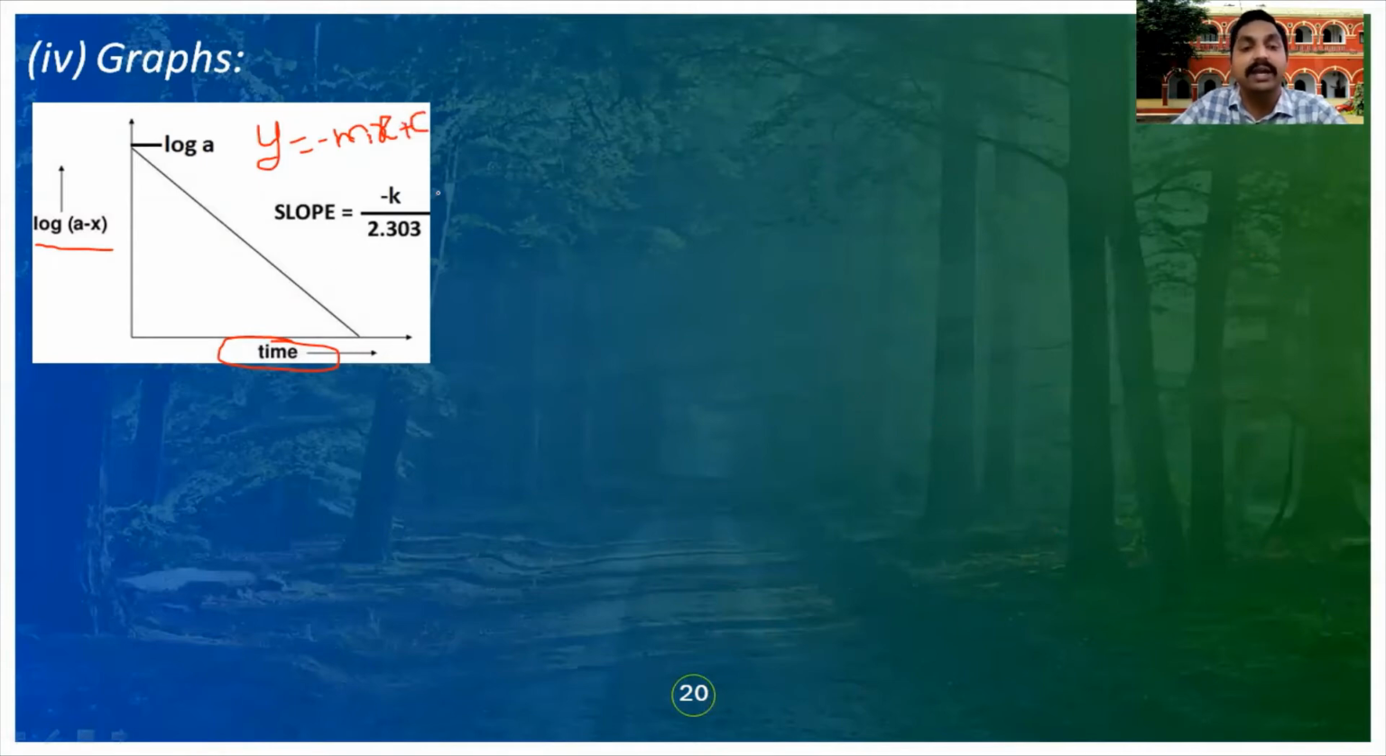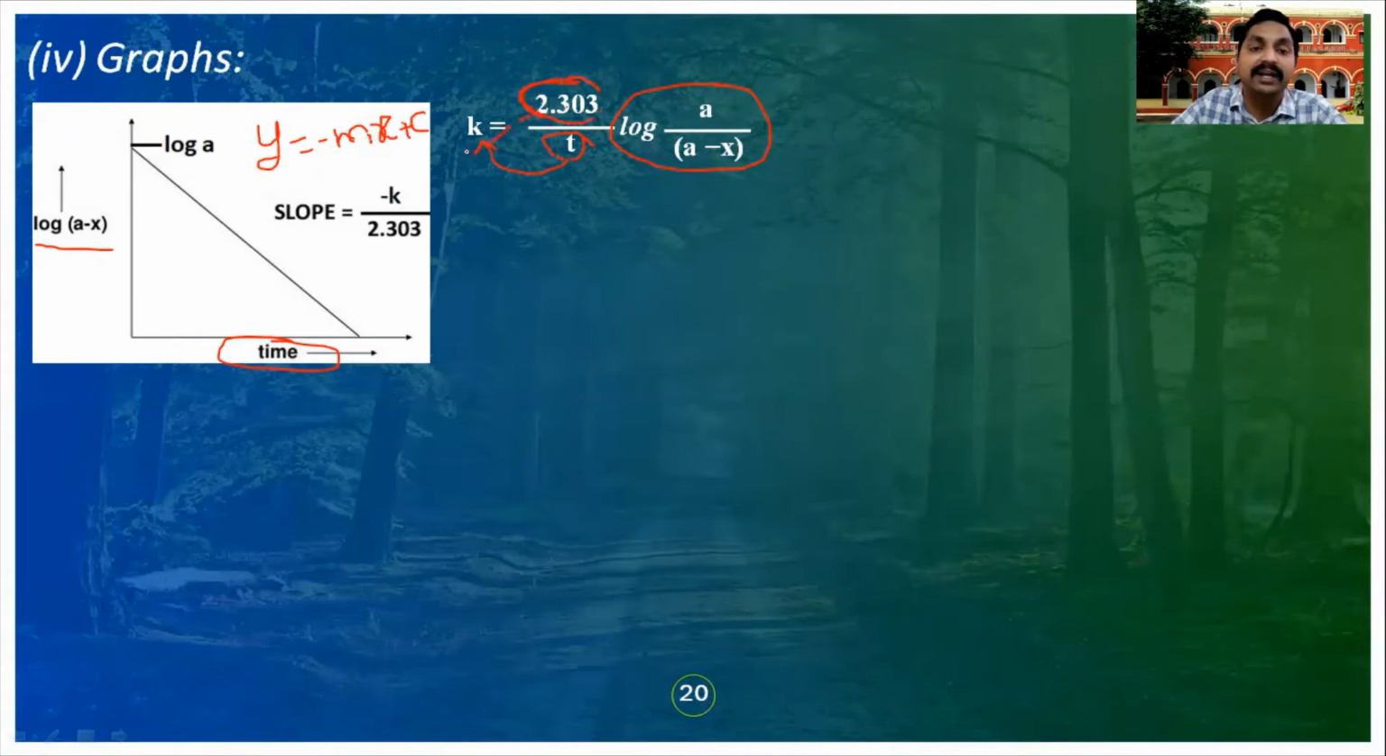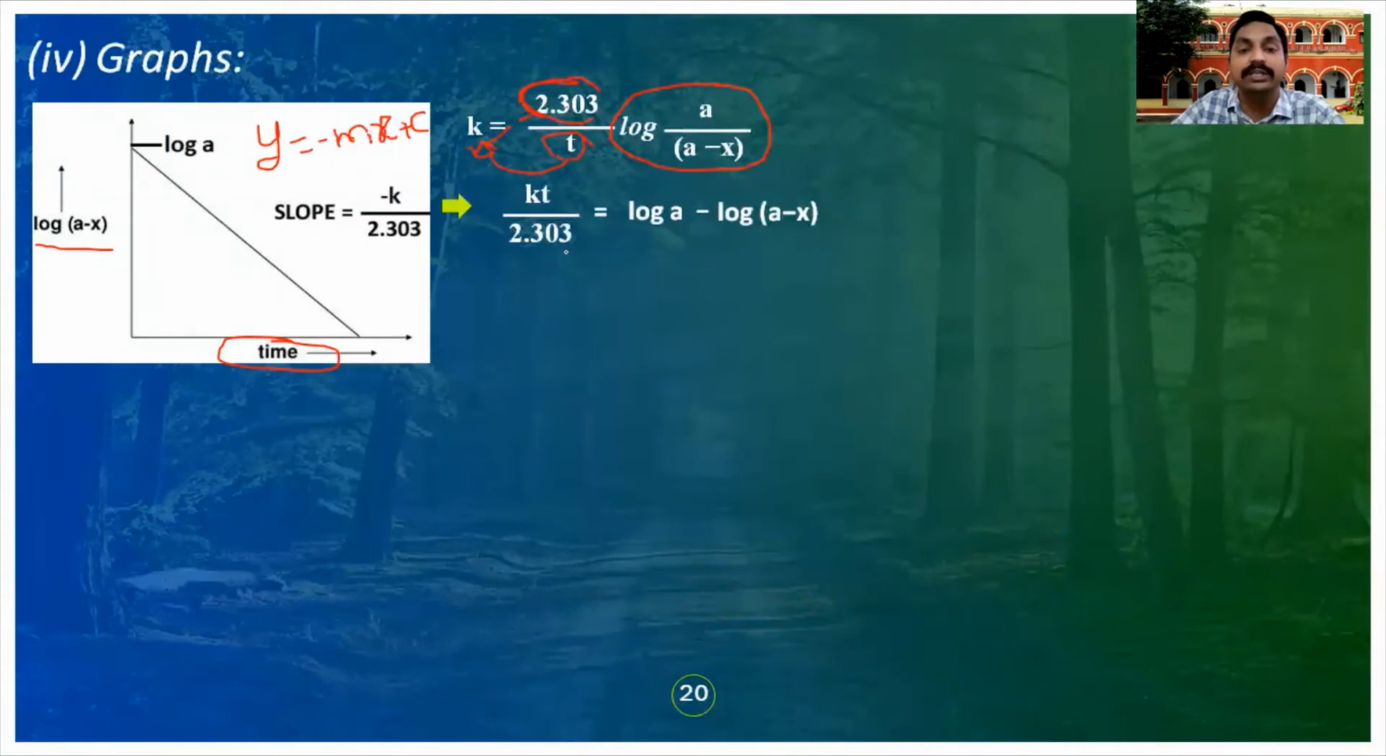For this we will take the rate constant. We have rate constant k is equal to 2.303 by t log a by a minus x. We know that log a by b is equal to log a minus log b, which means log a by a minus x is equal to log a minus log a minus x. And we will take this t to the left hand side and this 2.303 to the left hand side denominator. So what will happen? kt by 2.303 is equal to log a minus log a minus x.